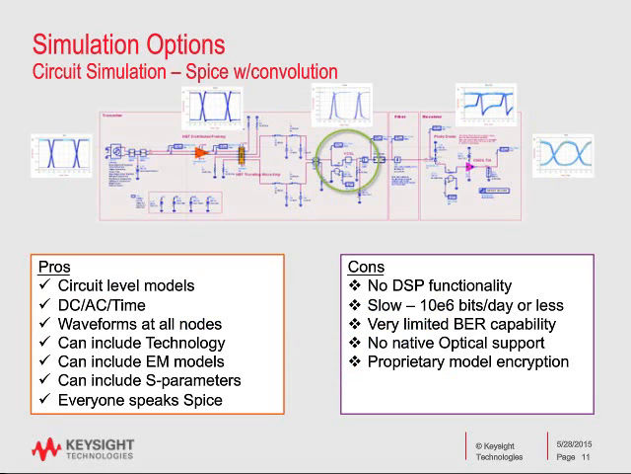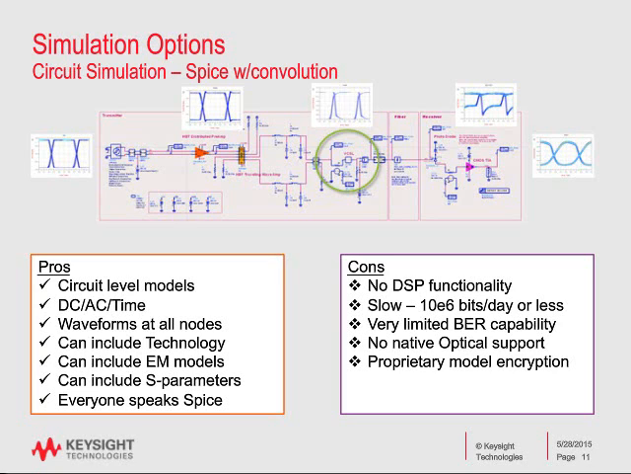So let's have a look at the typical options that we have today. So there's SPICE type simulation, using perhaps convolutional technology as is found in Keysight ADS. There's some really good things about SPICE. It deals well with circuit level. You can do many different kinds of analysis. You get access to waveforms at every node. You can include S-parameter data and EM models. And pretty much everybody working in electronic design is familiar with the SPICE engine.